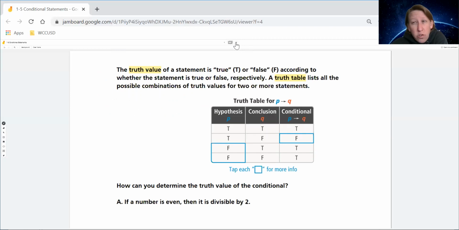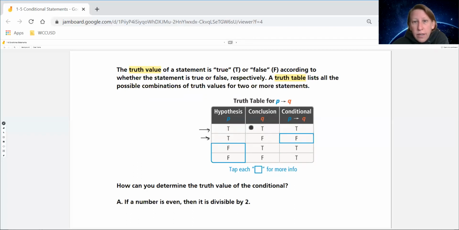Conditional statements can be true or false. So you can evaluate a conditional statement and decide whether or not it actually makes sense, whether or not that conclusion always has to follow, or if maybe it doesn't always have to follow. Maybe there's an example or a counterexample where that thing would not be always true. So I want you to focus on these two especially.